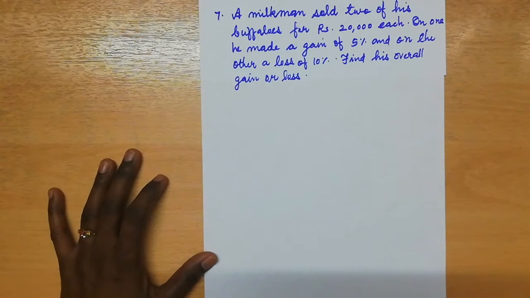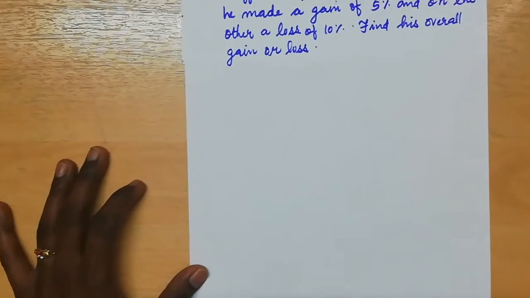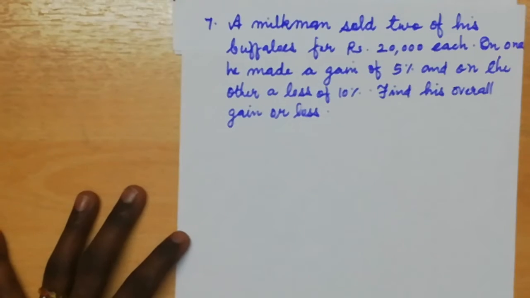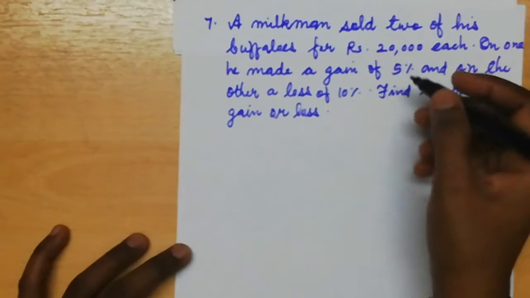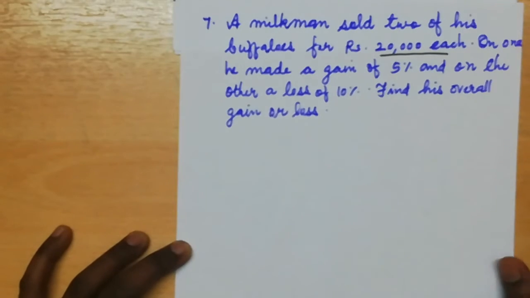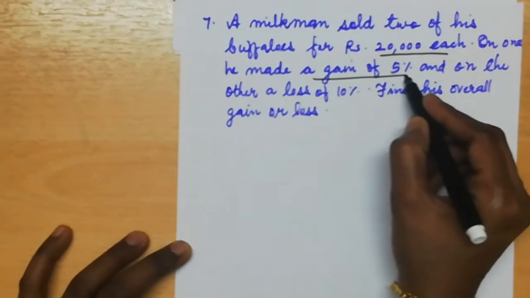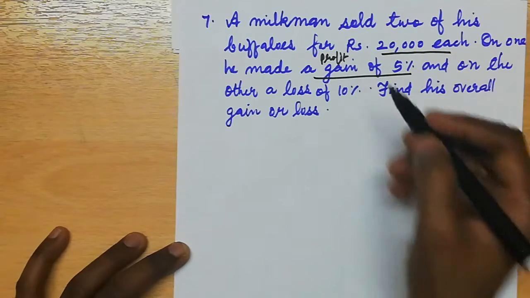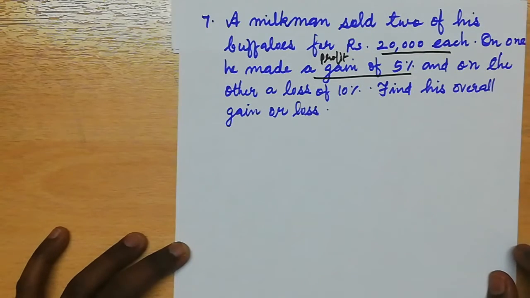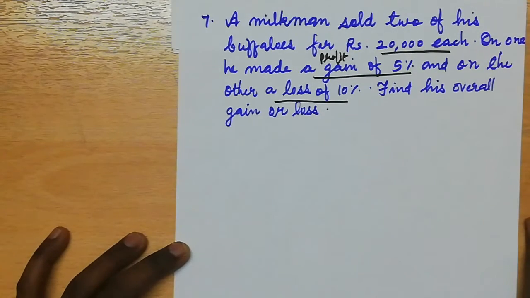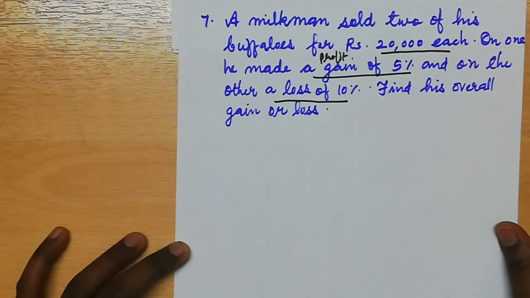Now we can do question number 7. The question is, a milkman sold 2 of his buffaloes for rupees 20,000 each. It is 20,000 each. On one, he made a gain of 5%. Gain means profit. Then on the other, a loss of 10%. Find his overall gain or loss. That is what we have to find.